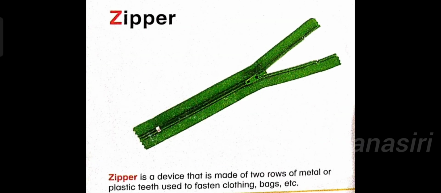And then one, zipper. A zipper is a device that is made of two rows of metal or plastic teeth used to fasten clothing, bags, etc. Maybe for handbags or for dresses or for pants. You have been seeing this zip, right? So that one we will call a zipper.